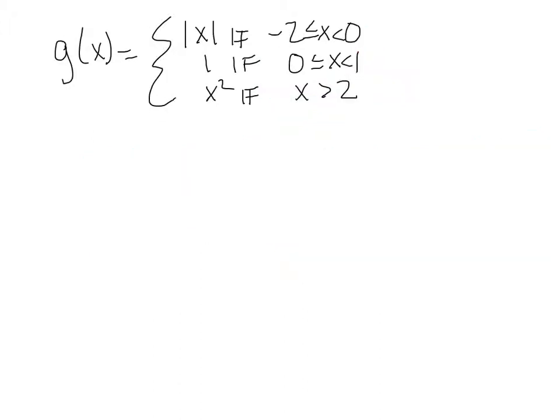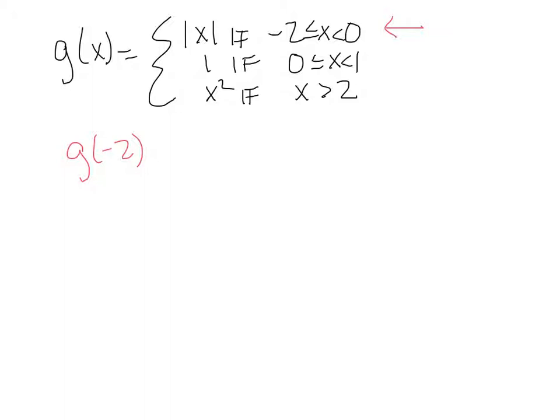So now let's do some evaluating with this function g. This function g has 3 parts, so we need to be extra careful. Let's start out with negative 2. Let's find g of negative 2. So where does negative 2 fit in our domain? Looks like it's the first one. The second one only is from 0 to 1, and the third one is for all those bigger numbers.